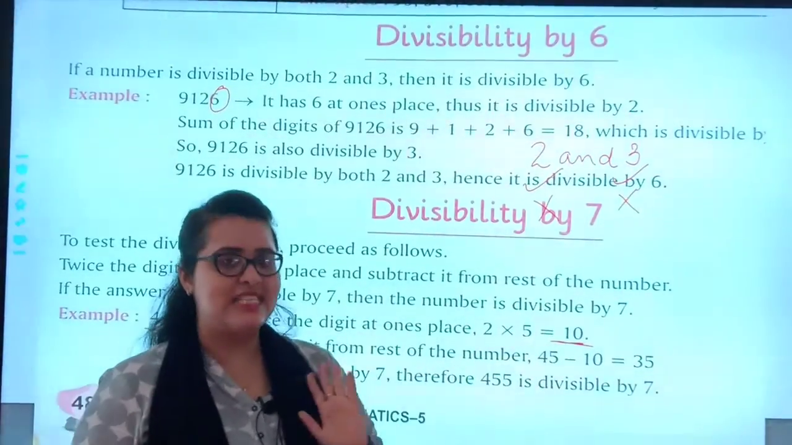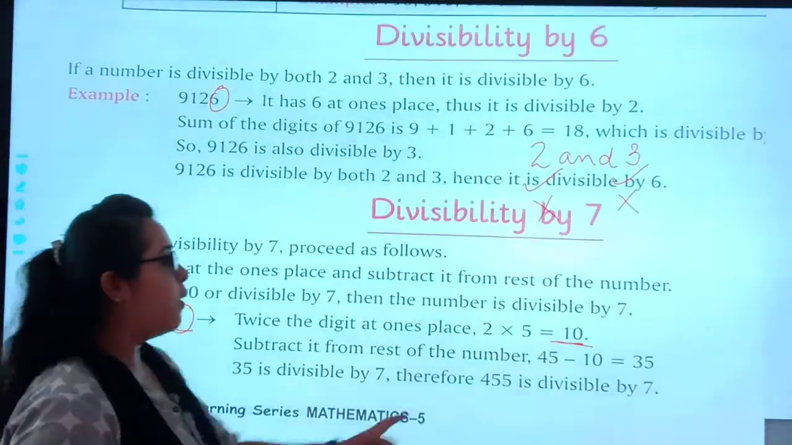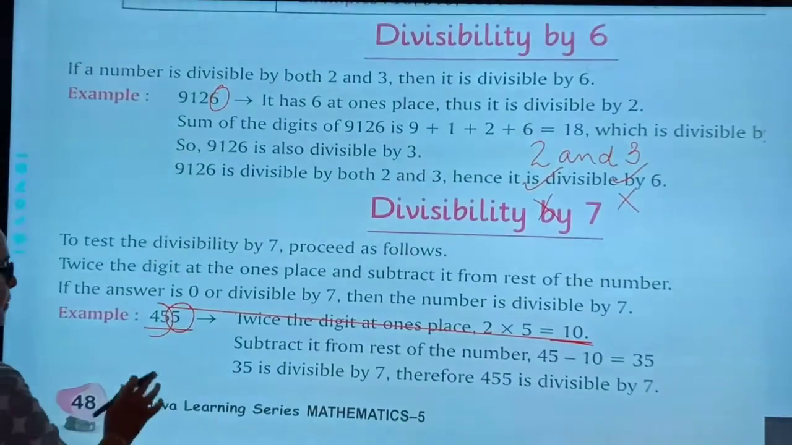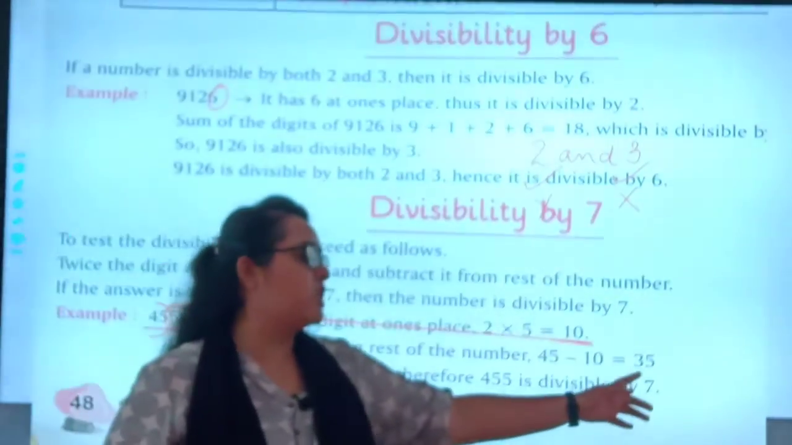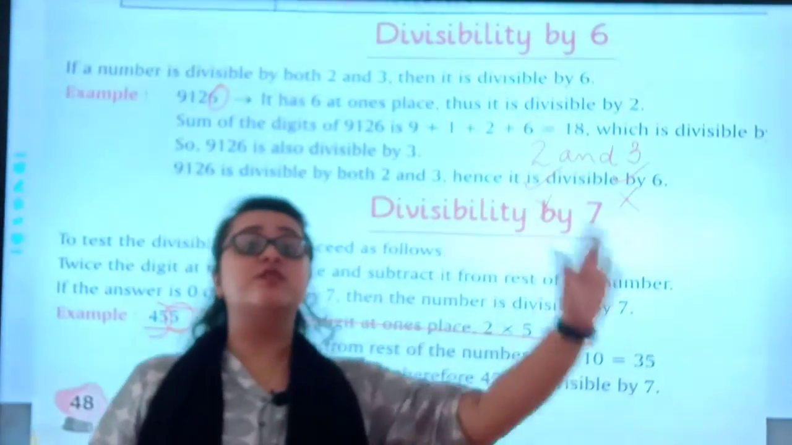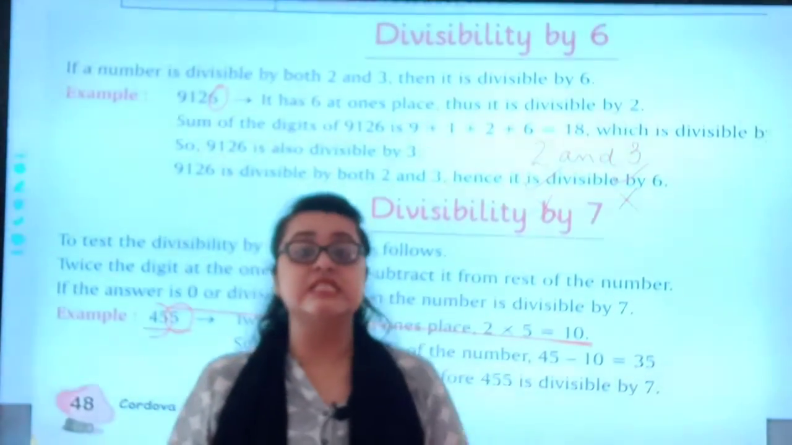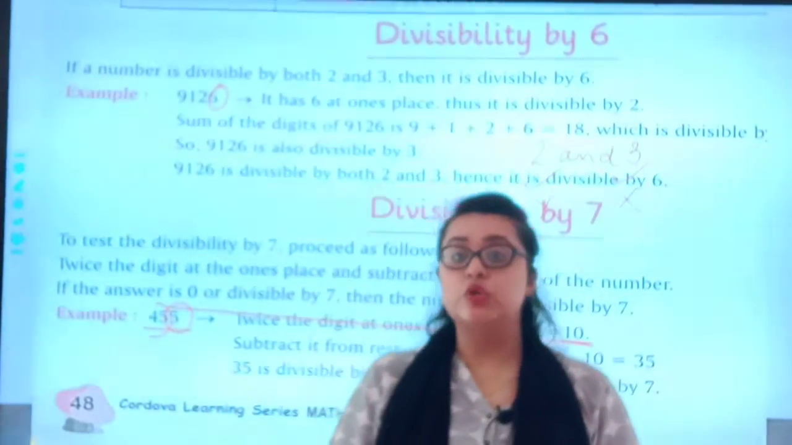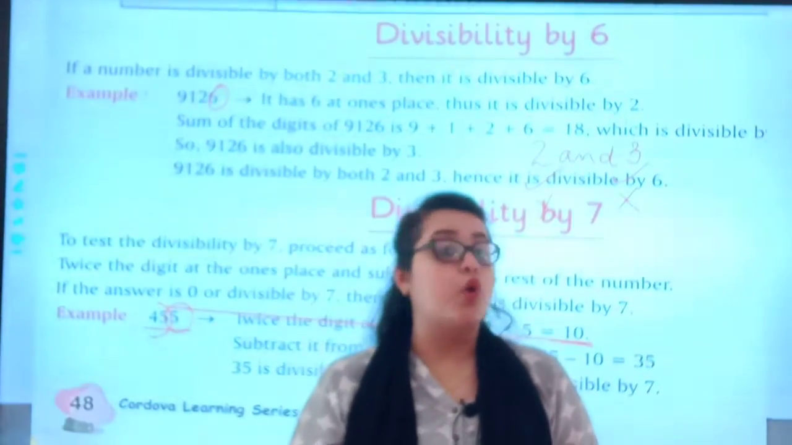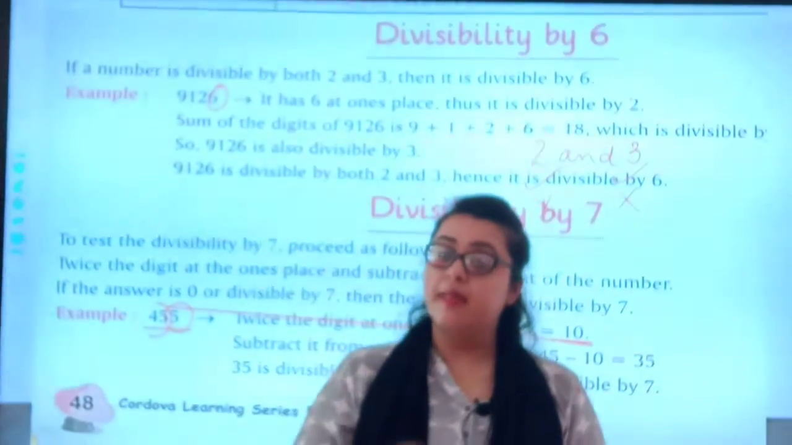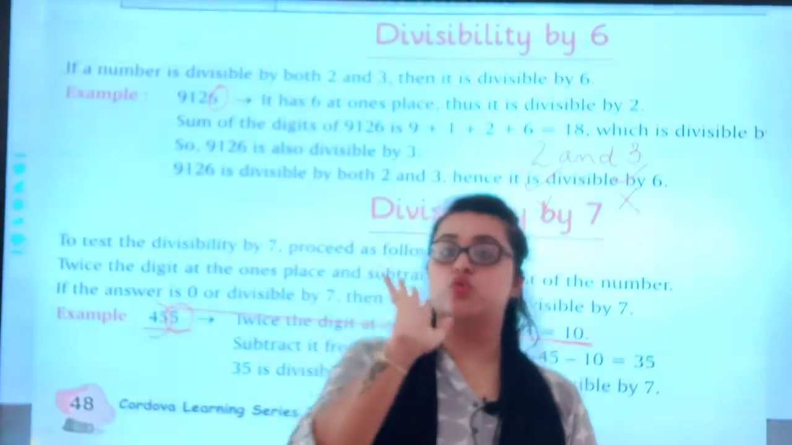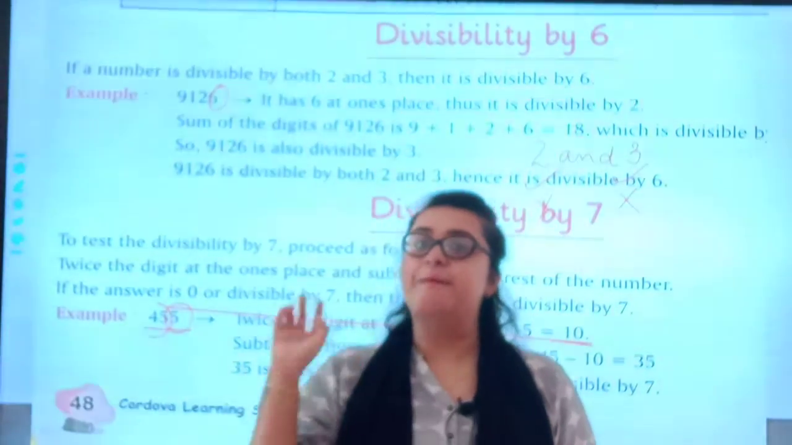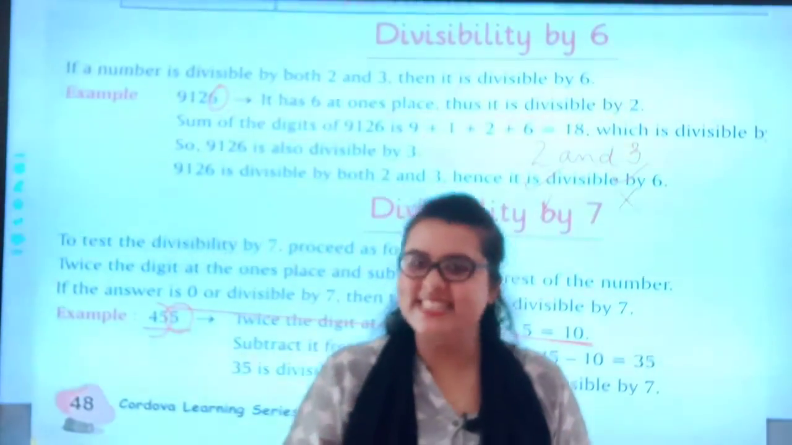2 5s are 10. Now I will subtract this 10 from the remaining number, that is 45. Okay students? So my answer comes to 35. If 35 is going in 7, then I can say that this number is divisible. Understood? If I want to check the divisibility by 7, what will ma'am do? The last digit, first we will multiply it by 2, then whatever answer comes, we will subtract it from the rest of the number. Okay.